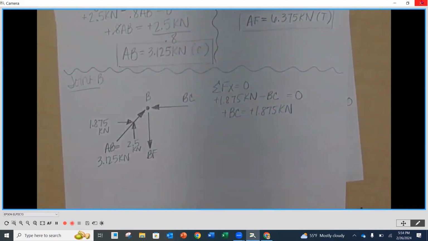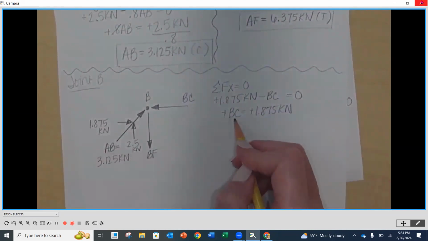So either way. Now, before I move away from BC, I need to identify, is it in tension or compression?